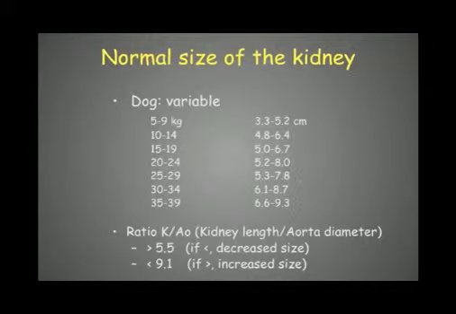There is another way to measure the kidney size. It's to measure the ratio of the kidney length to the aortic diameter. Then it will be between 5.5 and 9.1. So if it's less than 5.5, then the size is decreased. If it's more than 9.1, then the size is increased. But again, that's quite a large range we have here.